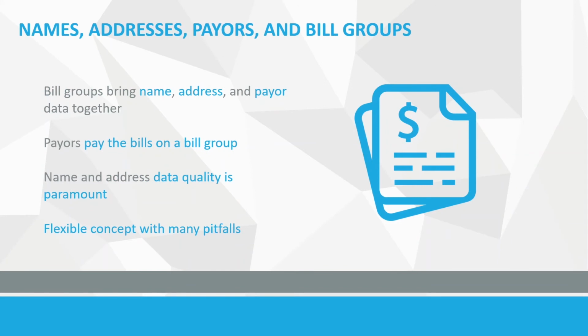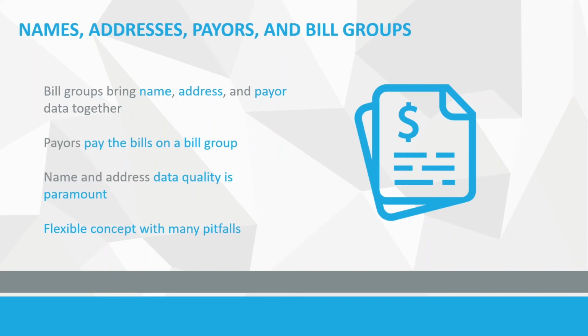And at their core, what bill groups do is they bring name information, address information, and payer information together. So you can imagine a payer has a list of bill groups. Each matter that that payer is responsible for will have a bill group that explains how that payer is going to pay for the bills associated with that matter.